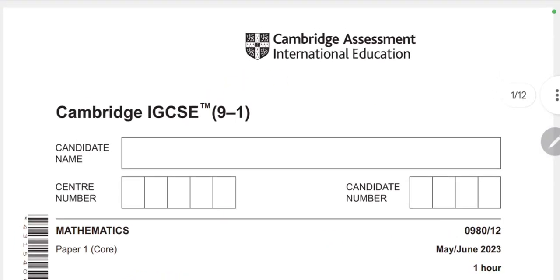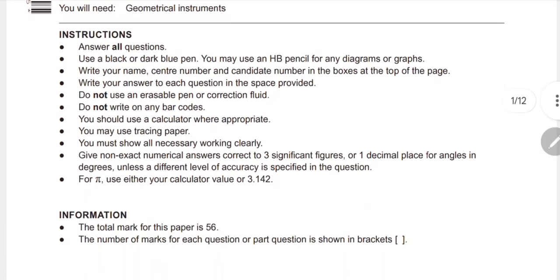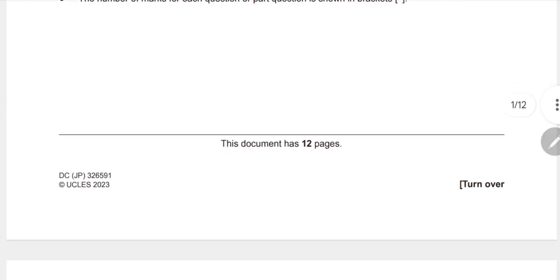Hello everyone, this is Cambridge and today in this video we are going to solve the IGCSE question paper. The paper code is 0980. It's a core paper of 56 marks.